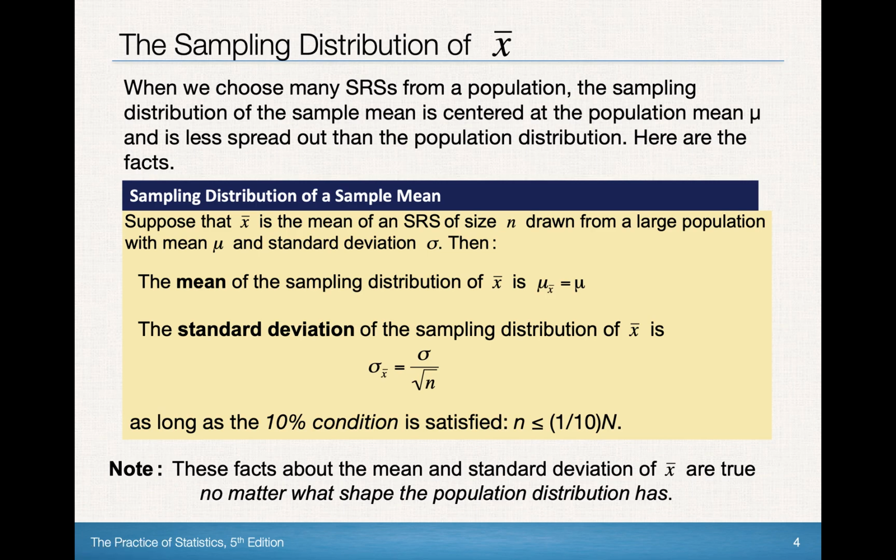Now, these facts about the mean and the standard deviation are always true no matter what the shape of the population distribution is. So the population distribution that we just looked at was skewed to the right. So even though that was skewed to the right, the mean and standard deviation of our sampling distribution could be found using these two formulas.